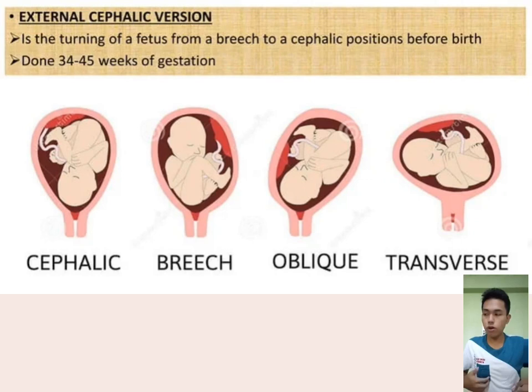So we have different positions here. First is the cephalic, where the presenting part is the head. We have here the breech. We have the oblique, which is a diagonal position of the baby, and we have the transverse, which is a horizontal position of the baby.